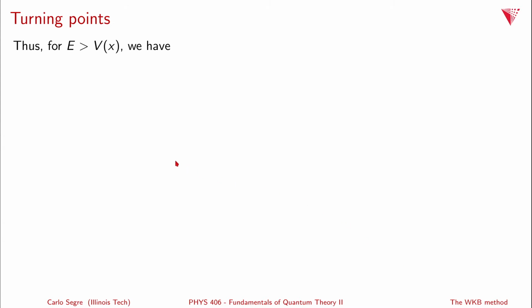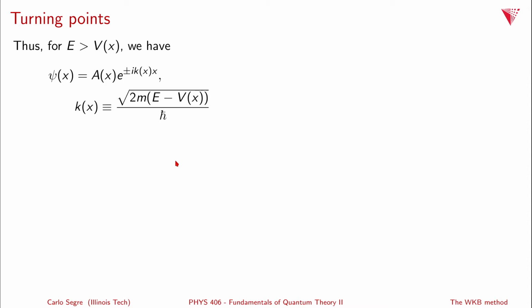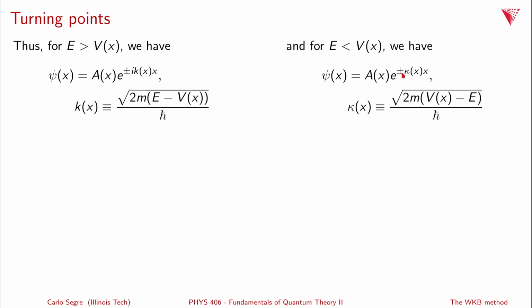Well, let's assume then we have E greater than V of x. So given the WKB approximation, we have a wave function that is A of x e to the plus or minus i k of x times x, and k of x is equivalent to the square root of 2m times the quantity E minus V of x, all over h bar. And for E less than V of x, we have the similar thing with kappa. So we have psi of x equal to A of x e to the plus or minus kappa of x times x, where kappa of x is the square root of 2m times the quantity V of x minus E, over h bar.